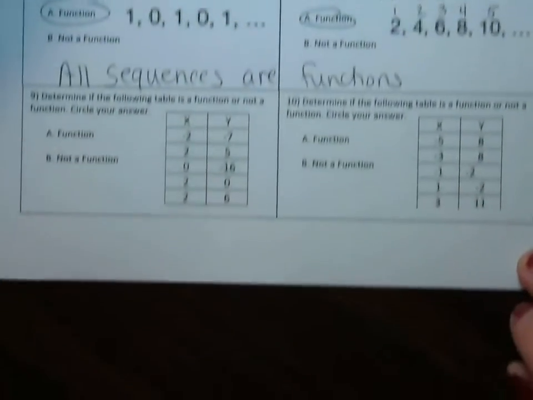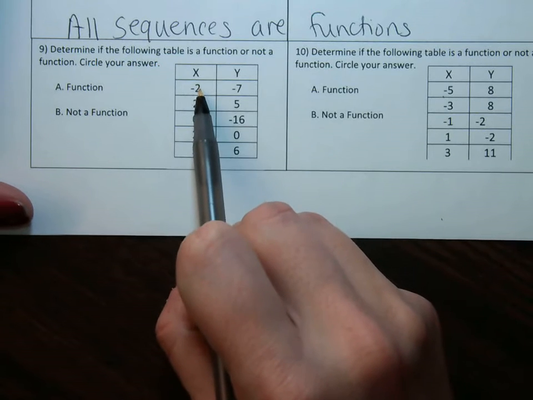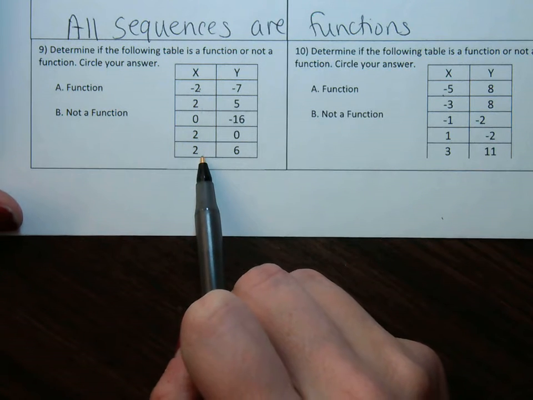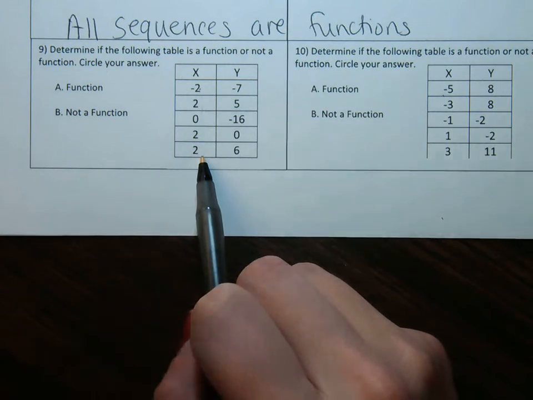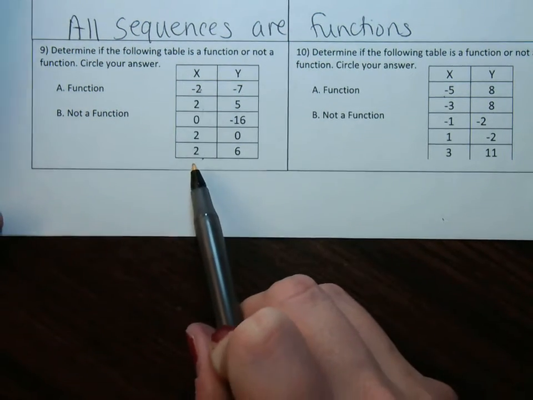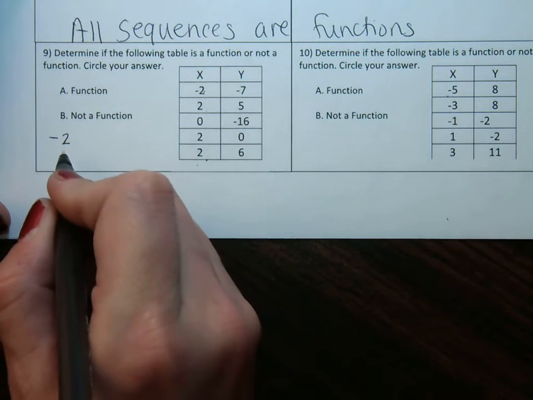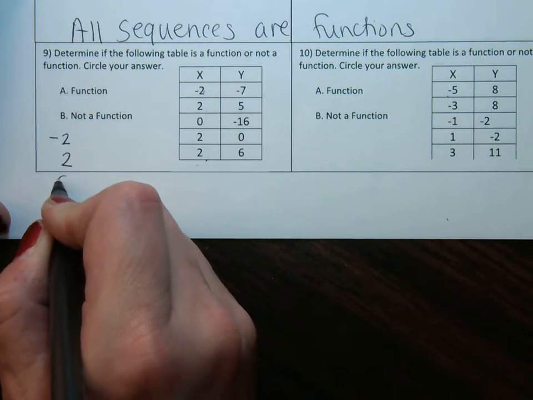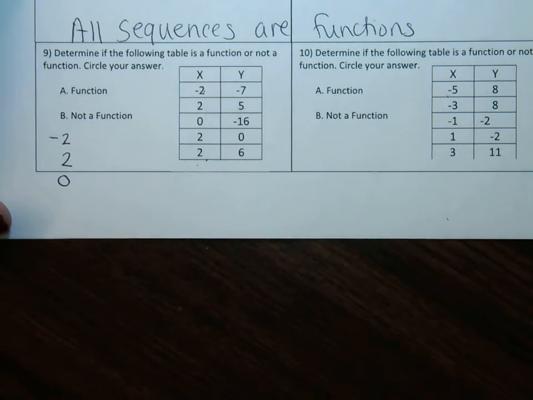9 and 10, you're looking to see if the tables are functions. Remember, you just need to see if anything repeats on the x side. If something repeats, it's not going to be a function. But not everybody can see it in the table as well. I prefer to map it out. So we're going to write down our inputs, which are -2, 2, 0. We do not have to write 2 down more than once. Okay?